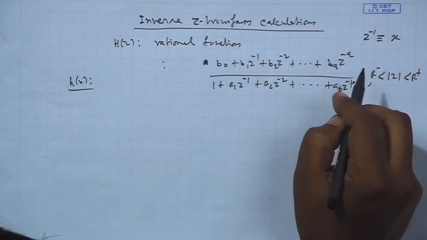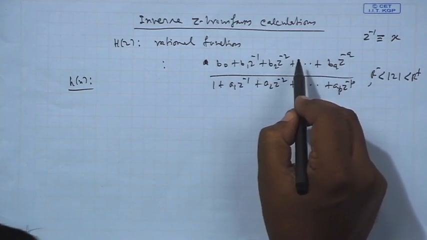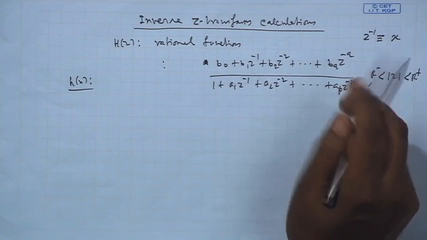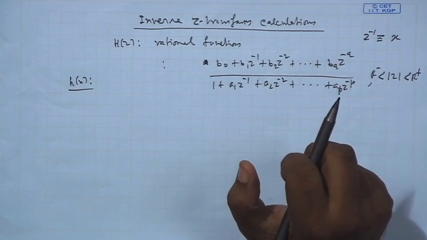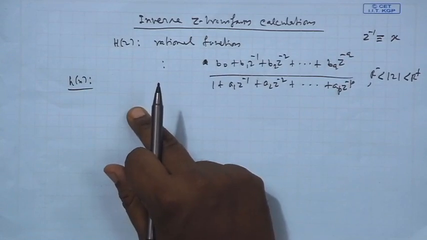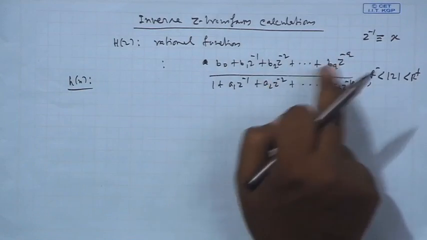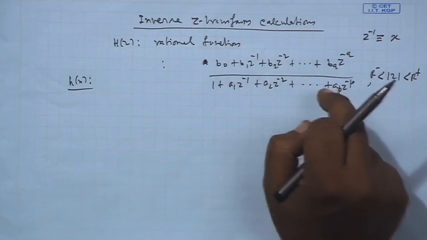If it is not less than, we will divide the numerator by the denominator first, like an algebraic division, and take the remainder out. Quotient will come out separately, and remainder by this denominator will be the remaining rational part, and we will carry out inverse Z transform of that. Let me explain through an example.